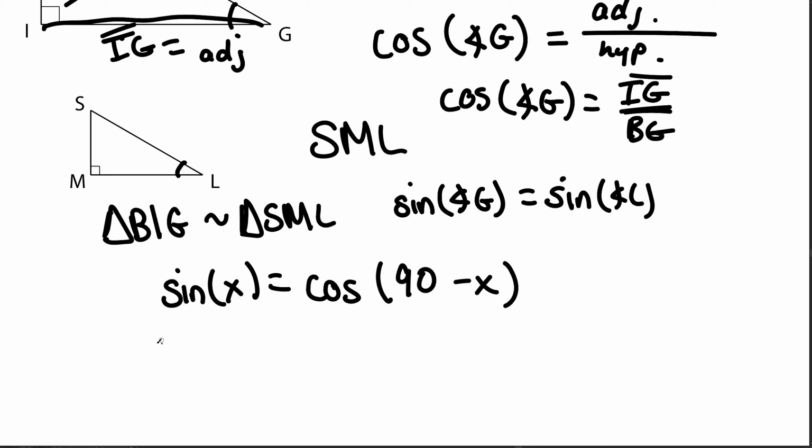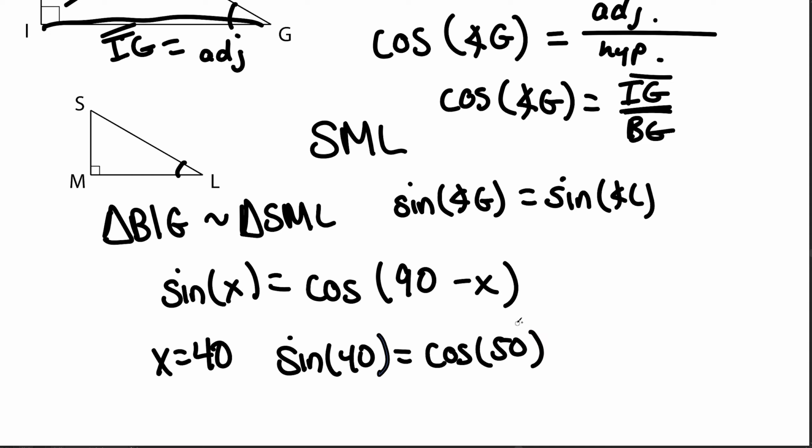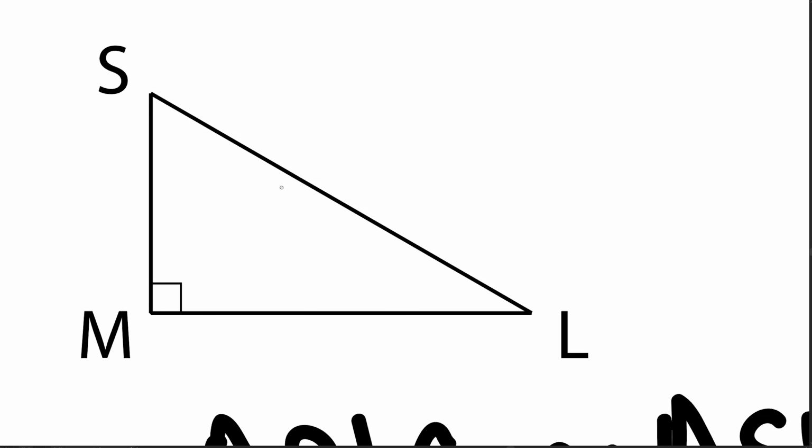And let's try to think about some numbers that we could put in here. X is equal to 40. So sine of 40 degrees is equal to the cosine of 50 degrees. And remember to put your degree symbols. And let's use a small triangle to demonstrate our point.